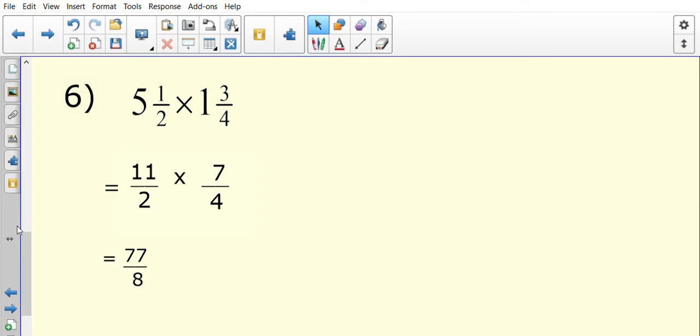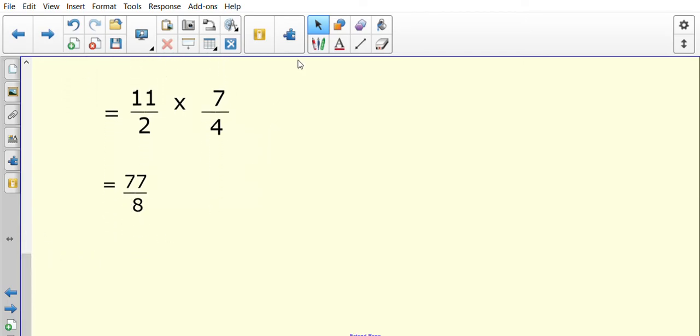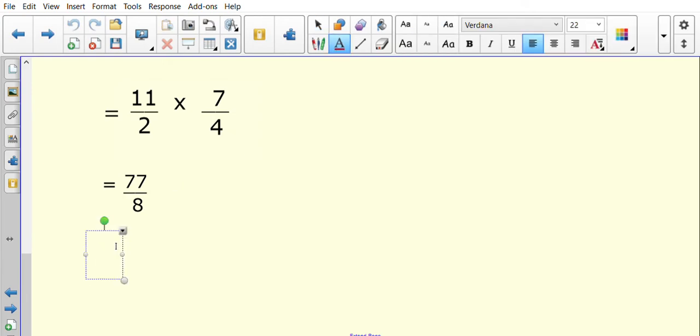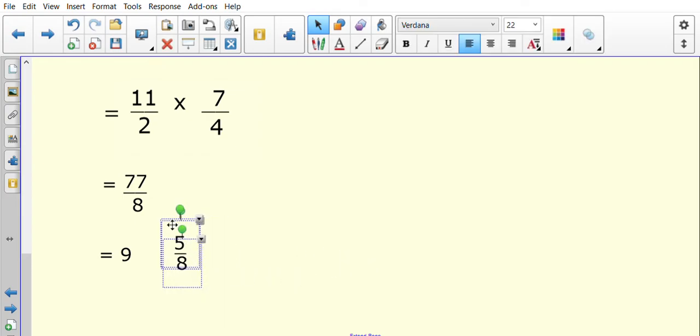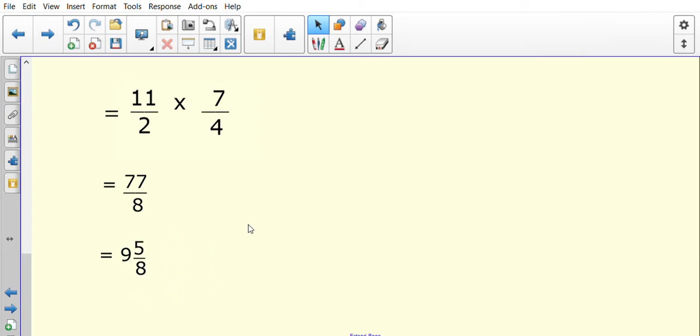Again, don't leave it like that. You're looking for a mixed number here. So 77 over 8 is the same as 77 divided by 8. 8 goes into 77 9 times. 8 times 9 is 72. We've got 77, so there must be 5 left over. And we're dealing with 8ths. So 9 and 5/8 is how that question should be left.